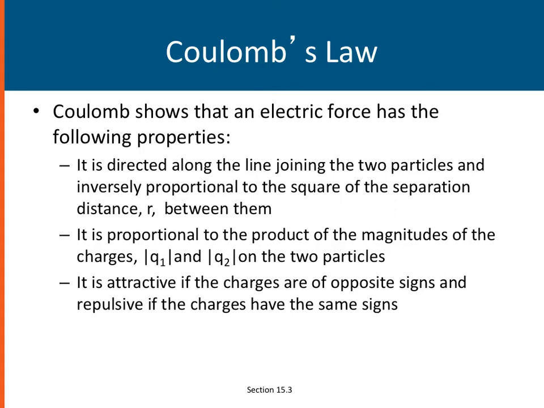So Coulomb shows that an electric force has the following properties. In short, the force will be along the line joining the two particles, so it would be the shortest space between them, basically. It's inversely proportional to the square of the distance between them. It's proportional to the product of the magnitudes of the charges, so basically absolute value of Q1 times absolute value of Q2. And it's attractive if the charges are of opposite signs and repulsive if the charges have the same signs.